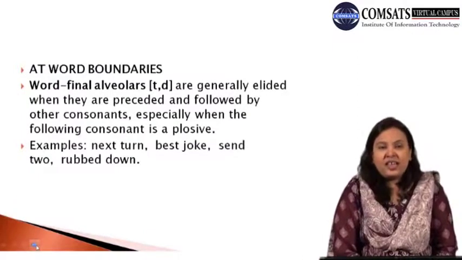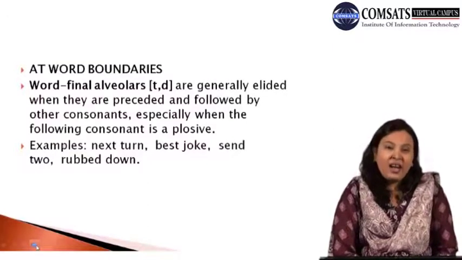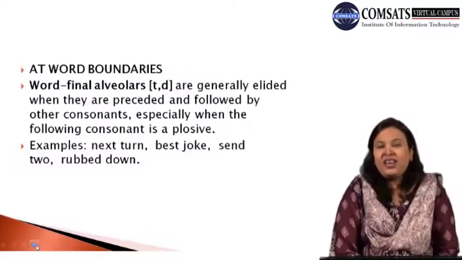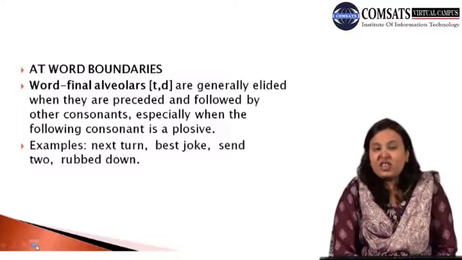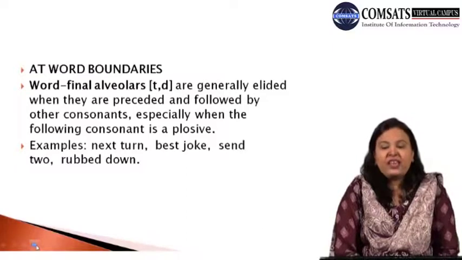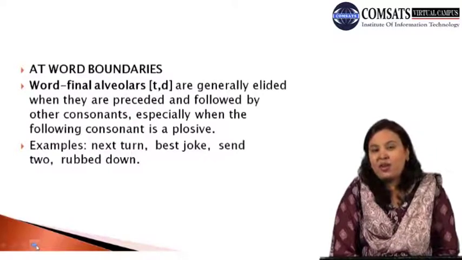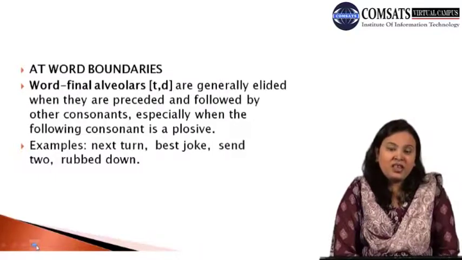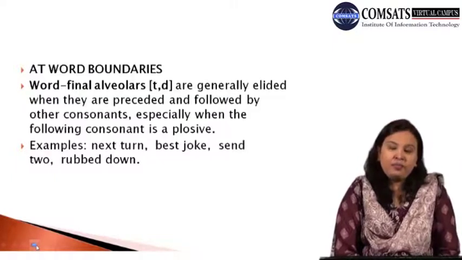Another type of elision happens at the word boundary level. Word-final alveolar consonants like t and d are generally elided when they are preceded and followed by other consonants, especially when the following consonant is a plosive, the kind that comes with a puff of air. So when these plosive consonants are there, the alveolar consonants are usually elided or omitted.